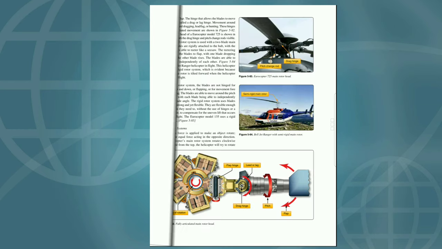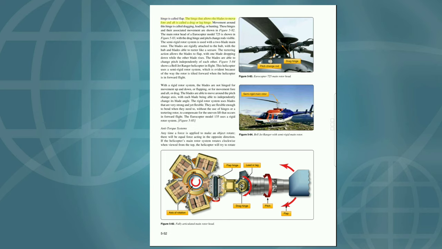5-51. The hinge that allows the blades to move fore and aft is called a drag or lag hinge. Movement around this hinge is called dragging, lead/lag, or hunting. These hinges and their associated movement are shown in Figure 5-82. The main rotor head of a Eurocopter Model 725 is shown in Figure 5-83, with the drag hinge and pitch change rods visible.